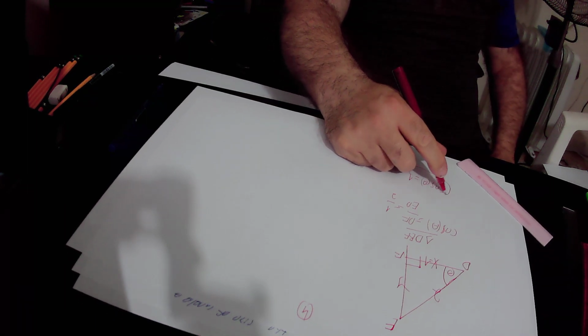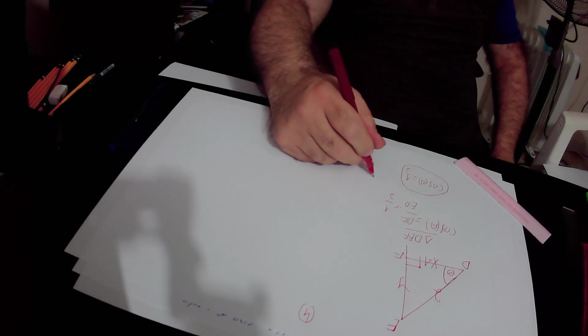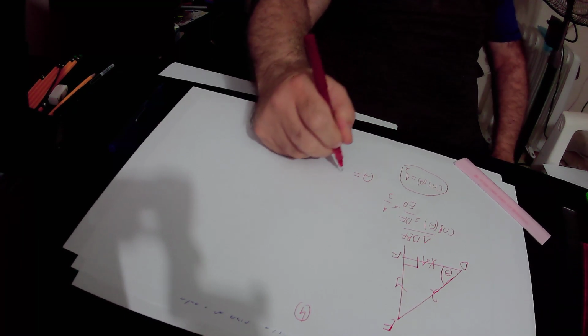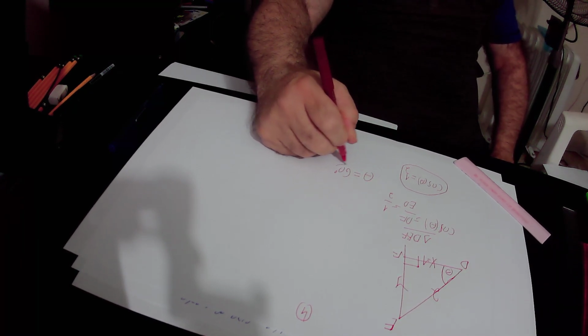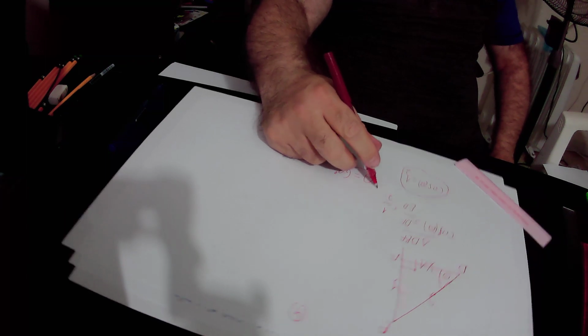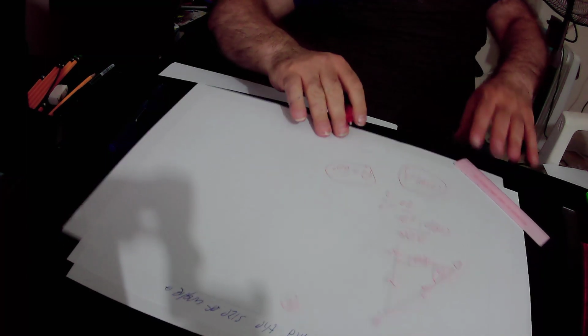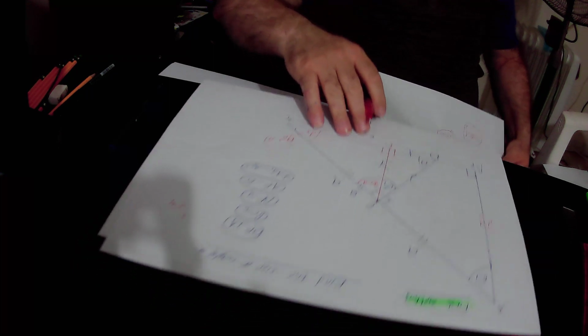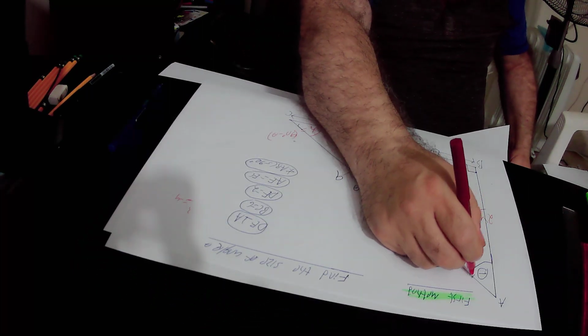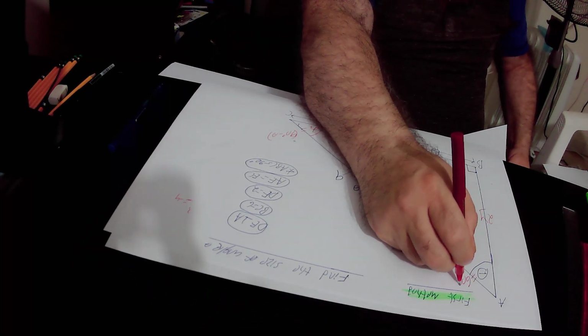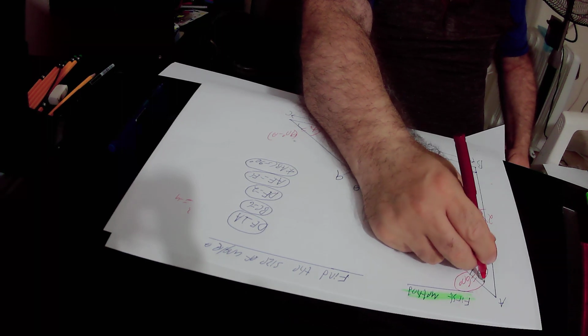So if cosine theta equals 1 over 2, it means that theta itself must be equal to 60 degrees. So we found out the answer to the question, that theta equals 60 degrees, the angle that we are looking for. We finished with the first method.